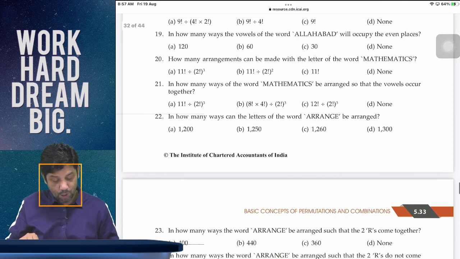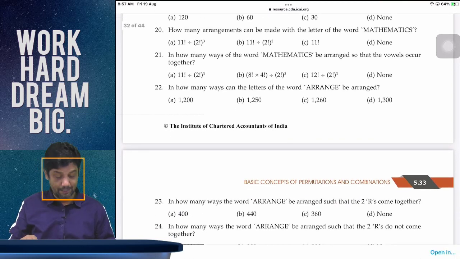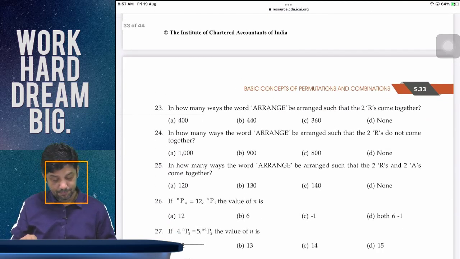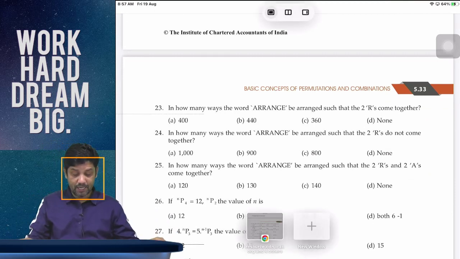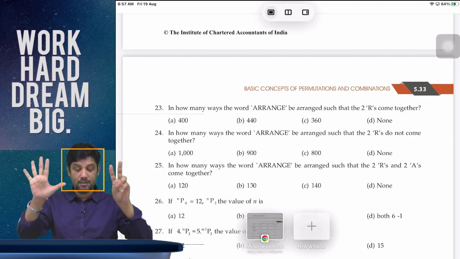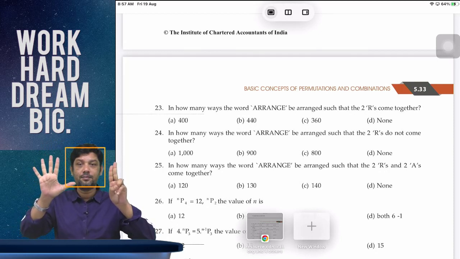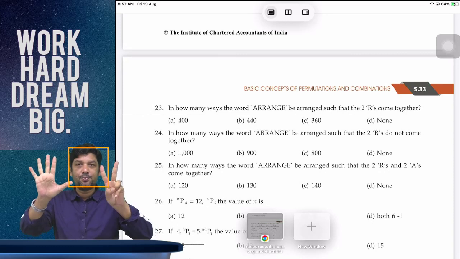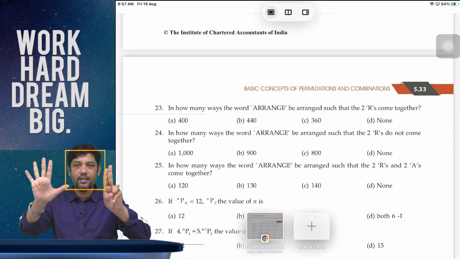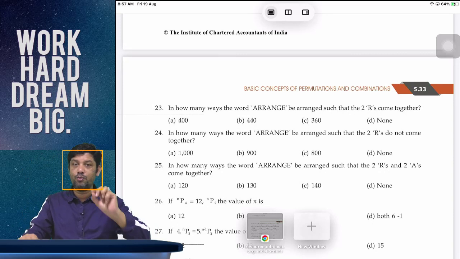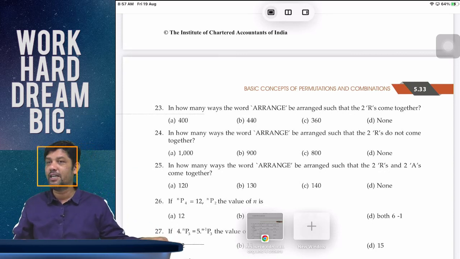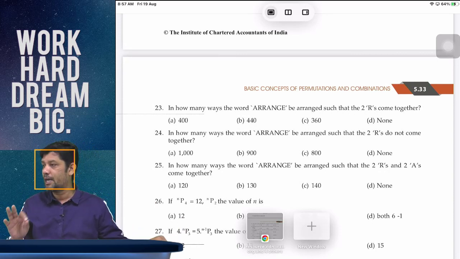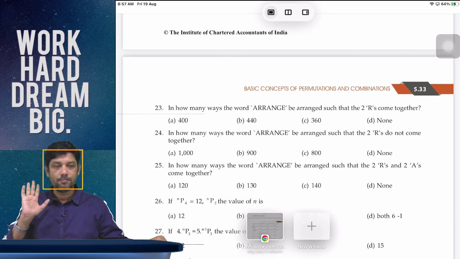Fantastic. In how many ways can the letters of the word be arranged? Yesterday we did. What is it? Option C. In how many ways can we arrange so that 2 R's come together? Is it 2 factorial into 6 factorial divided by 2 factorial into 2 factorial? So 720 divided by 2, I am getting 360. Have you all got the same answer? Yes, sir.